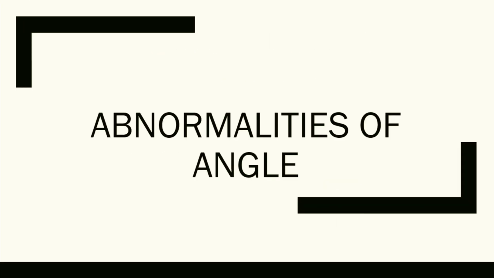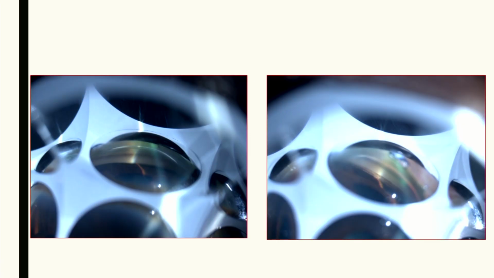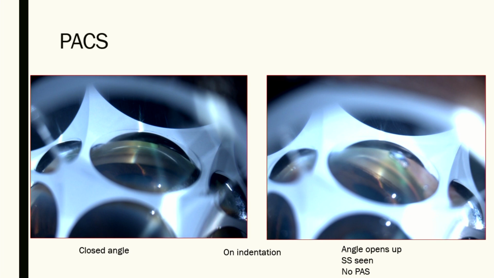So now coming to the abnormalities of the angle. Here in the first image, you can see that the angle is closed. You cannot make out the scleral spur or the posterior trabecular meshwork. But on indentation, the angle opens up. You can see the scleral spur, and you see that there is no PAS. So this is a case of primary angle closure suspect. Next, you can see again a closed angle, which on indentation is going to reveal a peripheral anterior synechiae. So this is a case of primary angle closure.